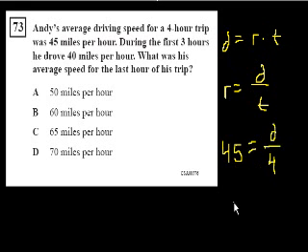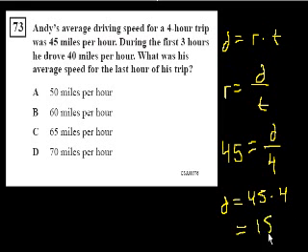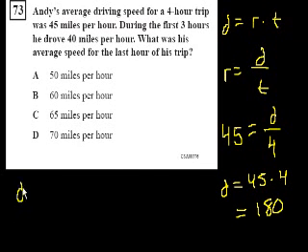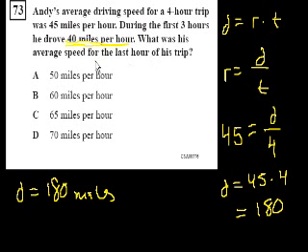So distance is equal to 45 times 4. That's 40 times 4 is 160, plus 5 times 4 is 20, so it's equal to 180. The distance is equal to 180 miles. D is equal to 180 miles. Fair enough. They say during the first 3 hours he drove 40 miles per hour. What was his average speed for the last hour of his trip?